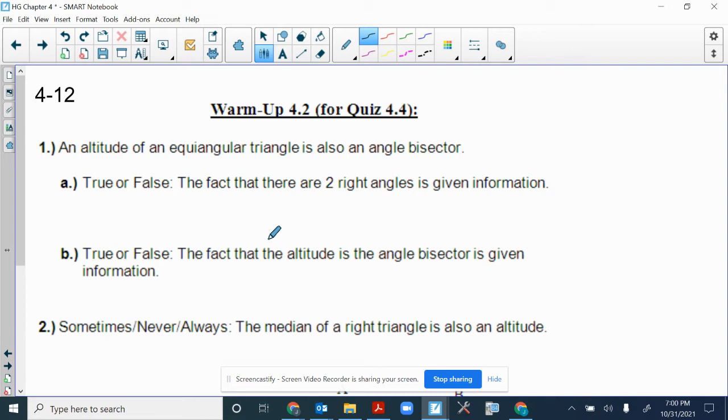All right. So an altitude of an equilateral triangle is also an angle bisector. True or false? The fact that there are 2 right angles is given information.